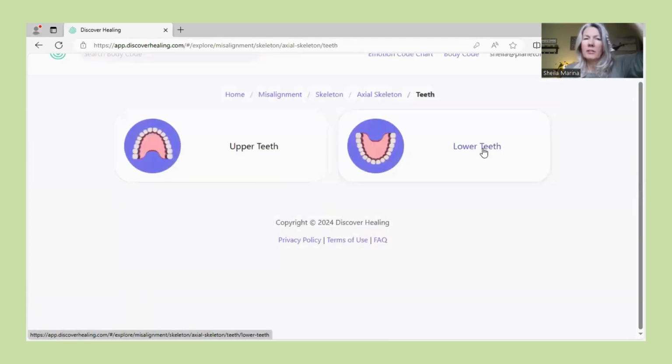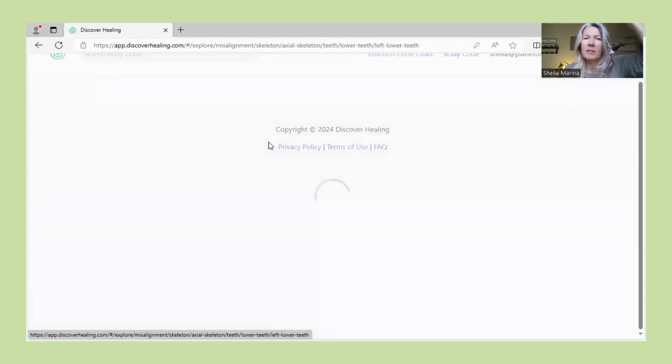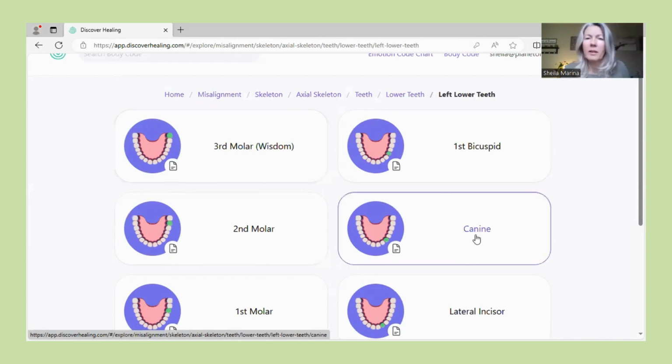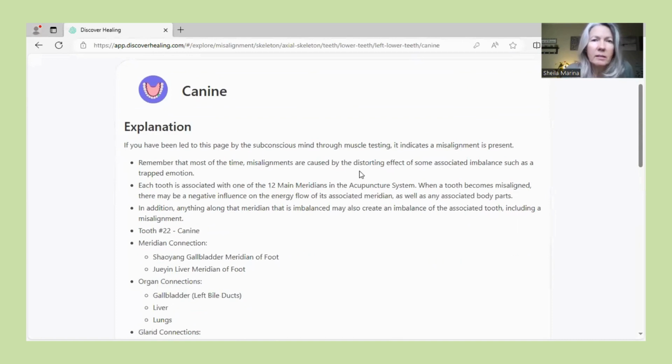Let's see if I can get it right this time. Is this the upper teeth? No. The lower teeth? Yes. Is this the lower left teeth? Yes, it's the lower left teeth. And then the lower left teeth, is this on the left side of the chart? No. On the right side of the chart, is it the first bicuspid? No. Is it the canine tooth? Yes, it's the canine tooth. So canine tooth for a canine, and there's some kind of misalignment.